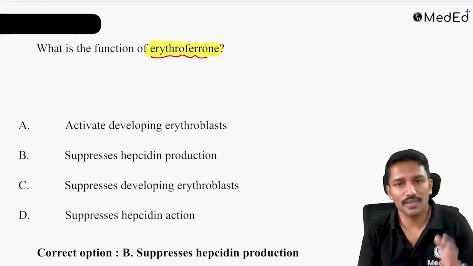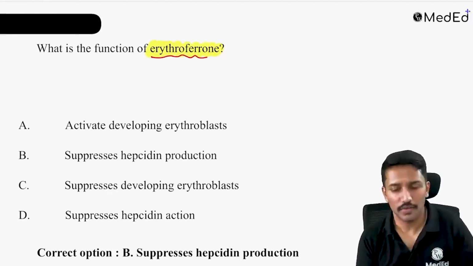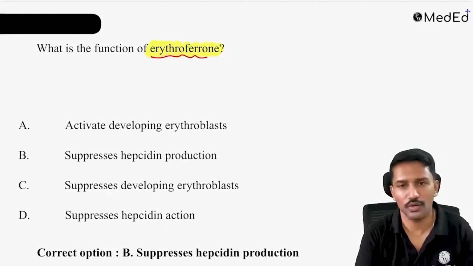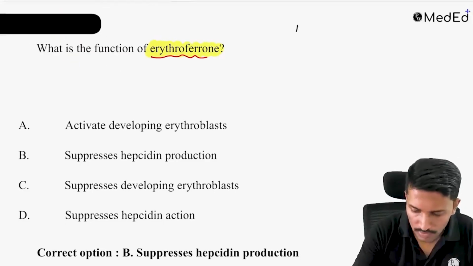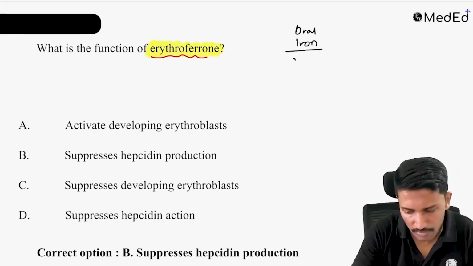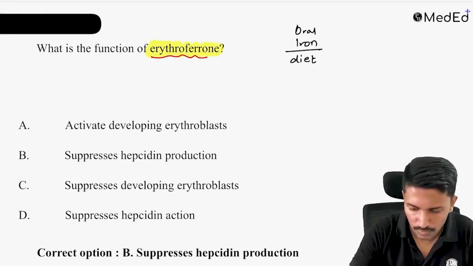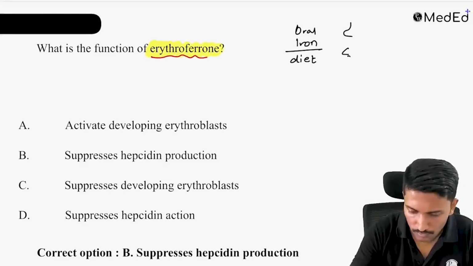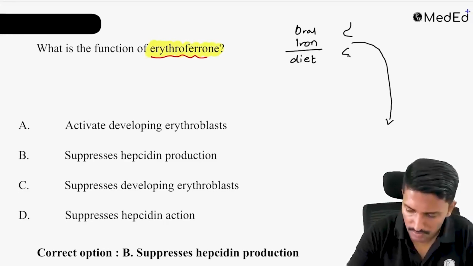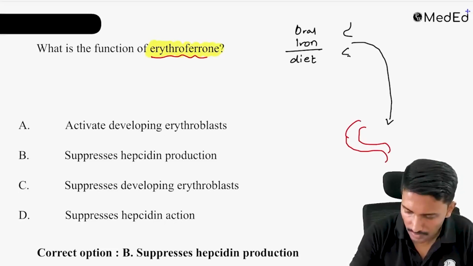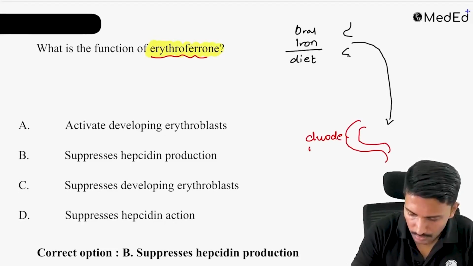Normally what happens is, this is something to do with iron metabolism that we can understand the moment I say erythroferrone. Erythro, you know, we're talking about iron. Okay, what is erythroferrone? Normally when we take iron from the gut, so let me say oral iron, it may be in the form of supplement or in the form of diet. Now through our oropharynx, oral route, it will enter where? It will come to the duodenum, that is the site of absorption. The site of absorption of iron is going to be duodenum.